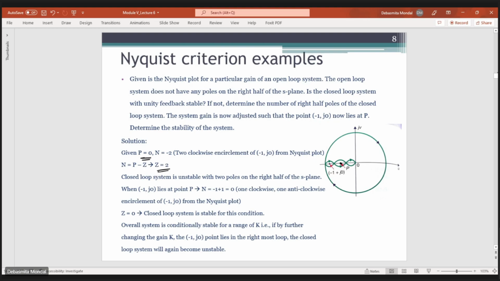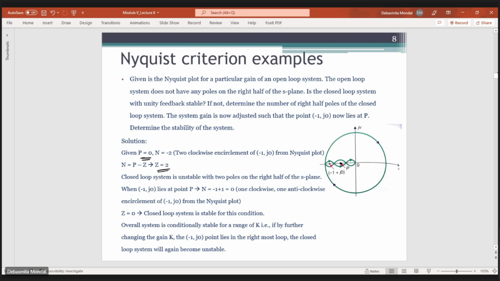Now, if you change the value of k again, such that this minus 1 plus j0 is lying somewhere in this third loop, in this case also, if you calculate the number of encirclements, you have 2 clockwise encirclements of minus 1 plus j0. So again the value of n will be equal to minus 2, and the closed loop system will again become unstable.